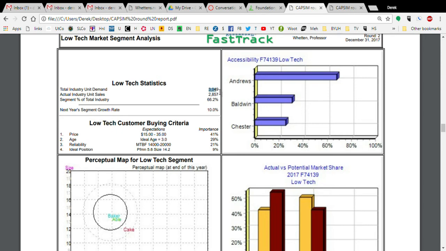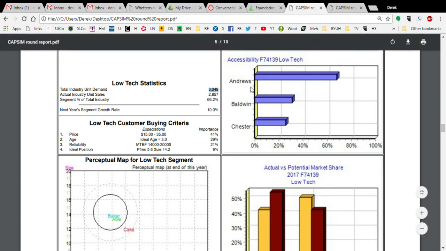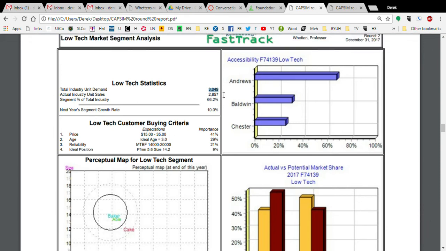And so what I'm going to do is look, I'm guessing I would have sold to 55% of the customers. So there's 3,049 people that actually wanted to buy last year. And if I'm going to get out my calculator, that's 1676. And then the market is growing at 10% a year. So 1676 plus 10% is 1845.